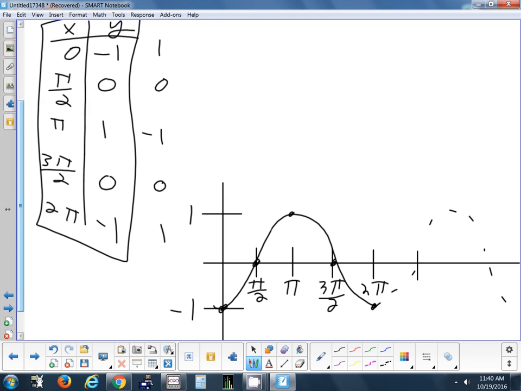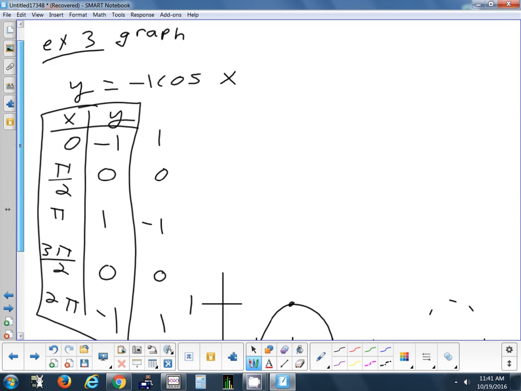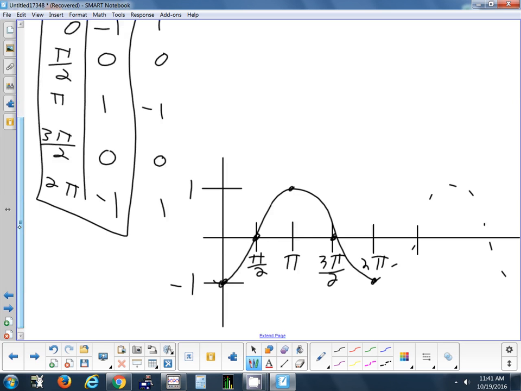And that's it. So that's all that a negative does, is it causes it to flip. If this was other than a -1, let's say it was a -2, all I would have done here is label this 2 and -2. Okay? So any questions on what a negative does? All right, so that's our first transformation, amplitude change.